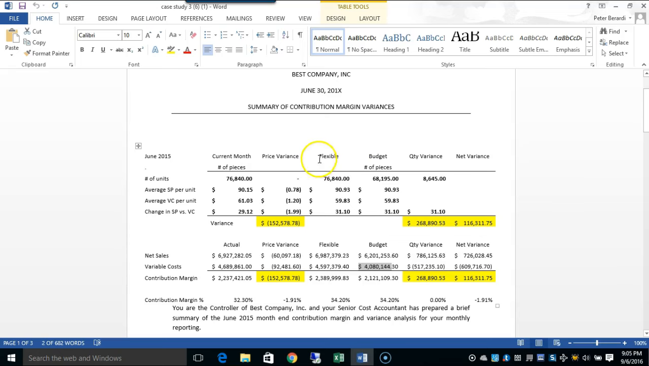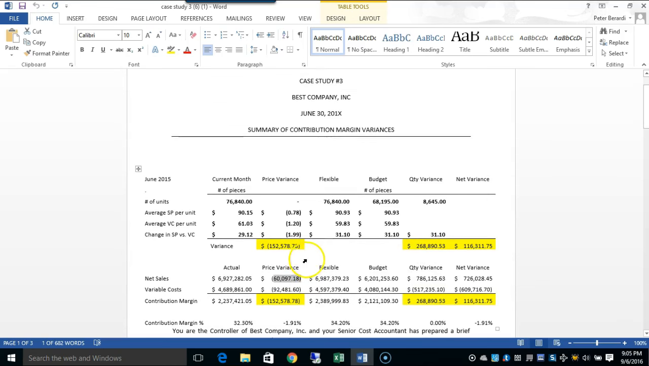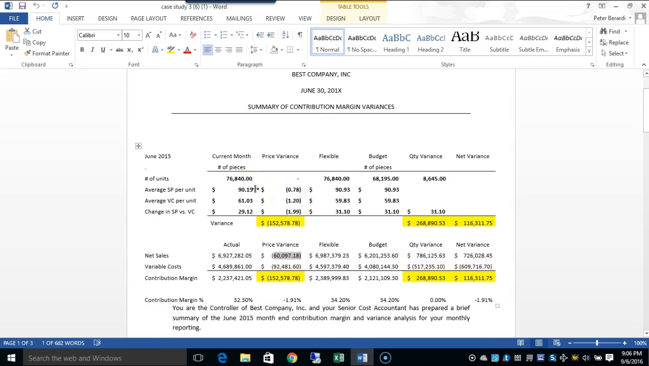The staff accountant then created a flexible budget, or an adjustment, so that we can get our variances. Based on our formula for the price variance, actual price minus standard price times actual quantity gives us our variance. So in here is the calculation of actual price minus our budgeted price. Our price here is 90.15 minus our budgeted 90.93 times our actual quantity for sales. For the variable cost, it's the same thing, but you're using the variable components times actual.